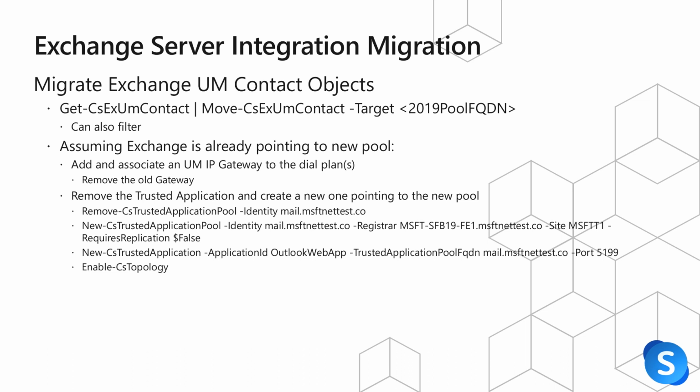We're then going to create a new CsTrustedApplicationPool with the identity mail.msftnettest.co, and the registrar will be the new 2019 pool FQDN, and the site will be MSFTT1. That is the site name that we have inside of Topology Builder. And then if it requires replication, in this case, it's going to be false. We're then also going to create a new CsTrustedApplication. The application ID will be Outlook Web App, and then the pool FQDN will be the mail address for the Exchange server, and the port will be 5199. After this is complete, we need to run Enable-CsTopology on the 2019 pool to enable this migration to the new server.